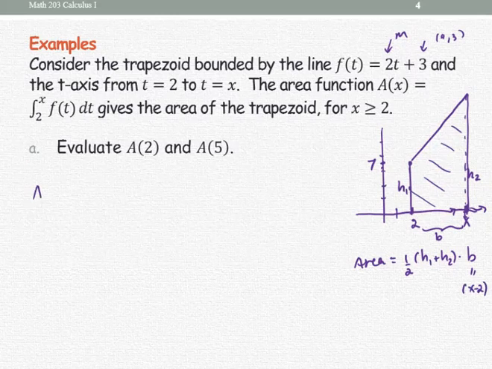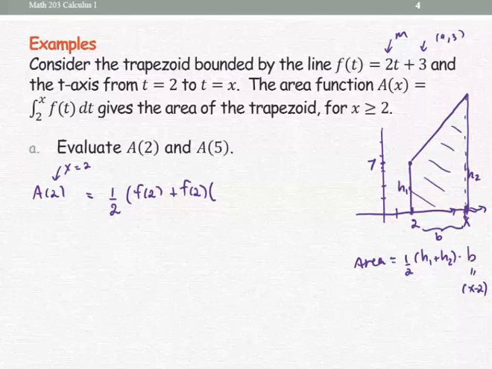Okay, for A at 2, that means x equals 2, or the right end is 2. Then the area of the trapezoid, following the formula, is 1/2 times the height at the left endpoint plus the height at the right endpoint, and then multiplied by the base, which is the difference of the left and the right end, which is 0. Therefore, the area where the right end is 2 is going to be 0. If you see the graph, you start at 2, you stop at 2 also. So no area or no trapezoid is formed. Therefore, the area is 0.